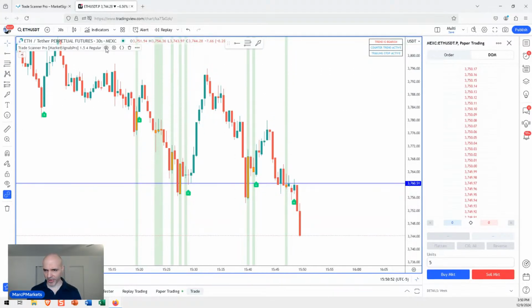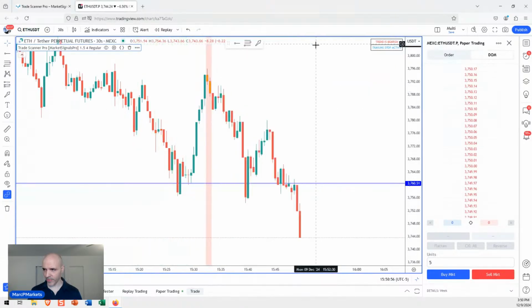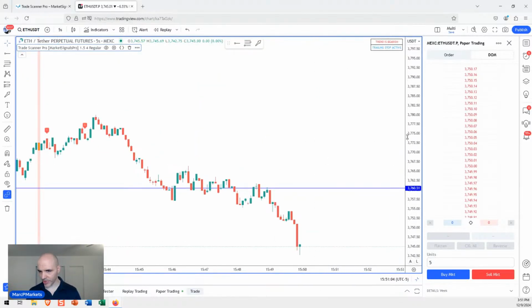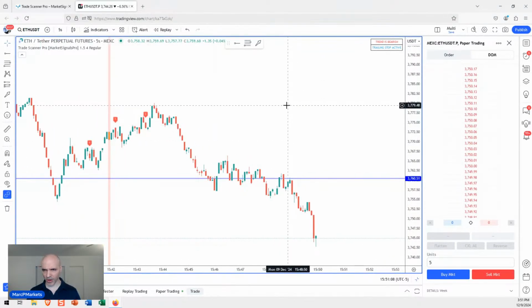Let's check something out here on this bearish momentum. Let's go back to trend mode. Okay, I'm on a 30-second, so let's go to a 5-second. I'm just curious, are we getting bearish signals? No sell signals, not even on the 5-second chart.